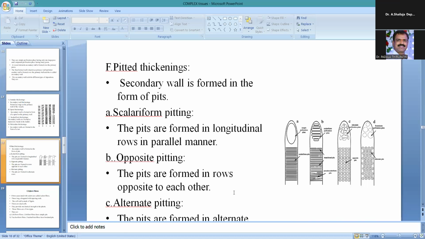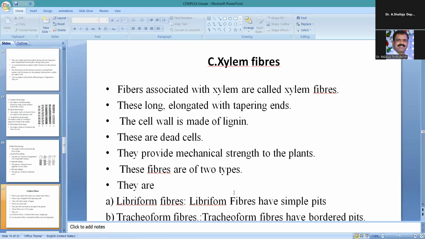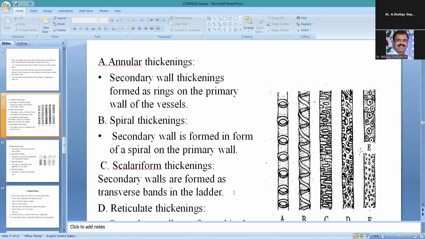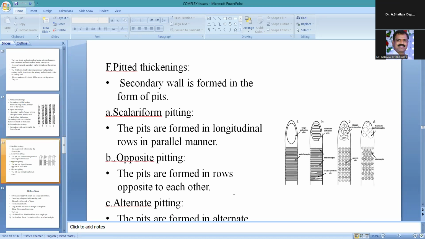Okay, these are the different types of depositions of the secondary wall that we observe on the vessels: annular thickenings, spiral thickenings, scalariform thickenings, reticulate thickenings, pitted thickenings, scalariform pitting, opposite pitting, alternate pitting. Pitted thickenings are of three types. This is about the vessels.